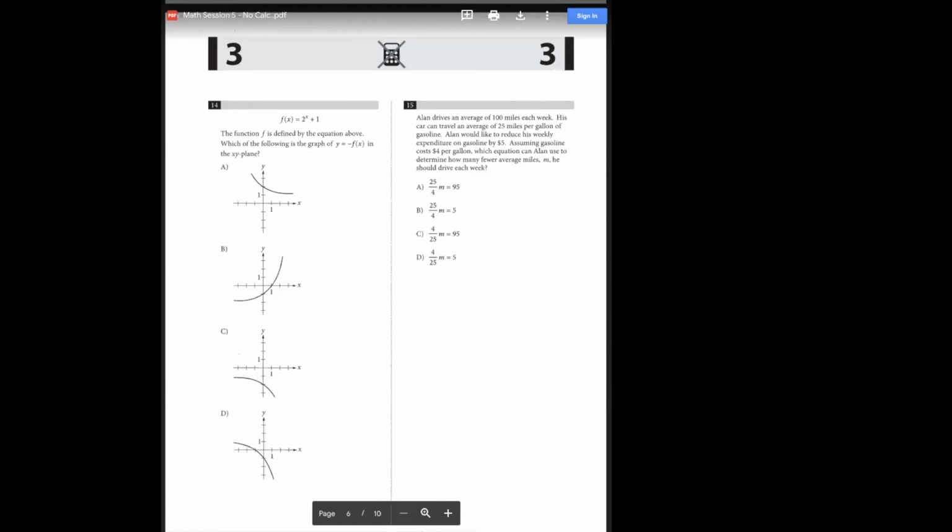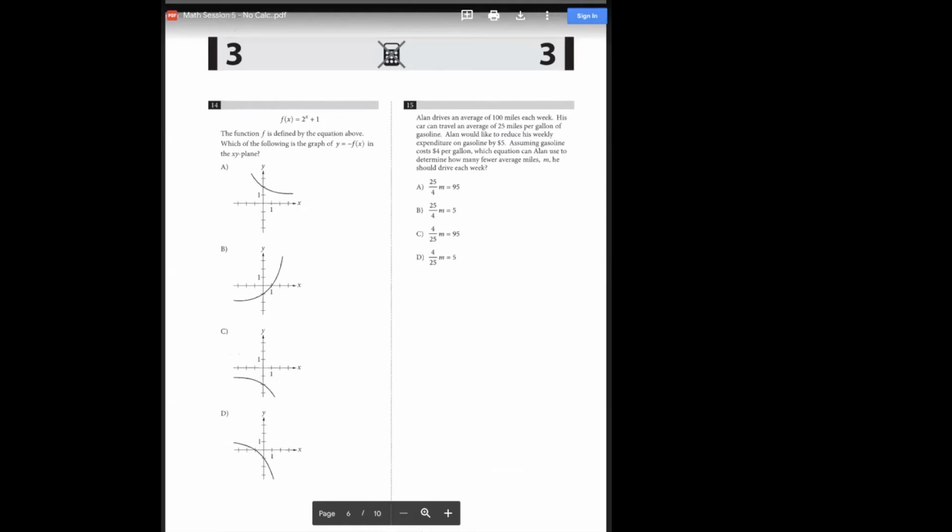Let's see this page. I'm going to do number 14, because number 15 will take too long to explain, and I do want to get to the long responses. So let me just do 14. It says the function f is defined by the equation above. Which of the following is the graph of y equals negative f of x? So it's going to be like the opposite.